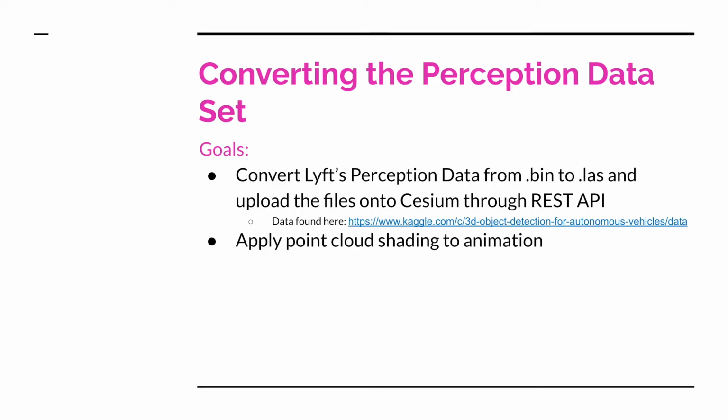My goal for this project was to convert the perception data from raw bin files Lyft publicized to LAS files, which are compatible with Cesium Ion, and upload these LAS files onto Cesium through the REST API. Perception data is one of two types of data published by Lyft, the other being prediction data, which Mehrab has been working with and will talk about later on. Perception data is the raw data picked up by the self-driving car's laser. I was also tasked with applying point cloud shading to the final animation.